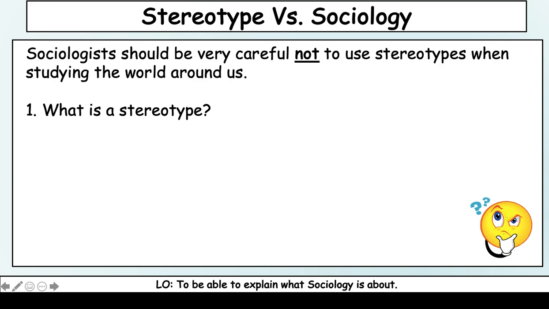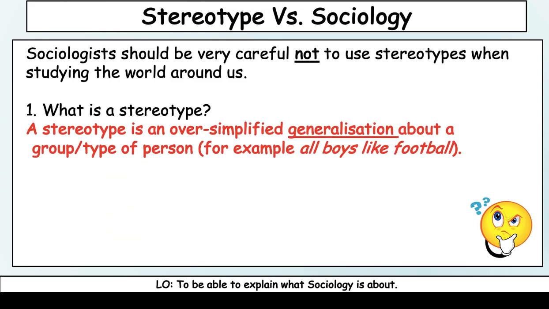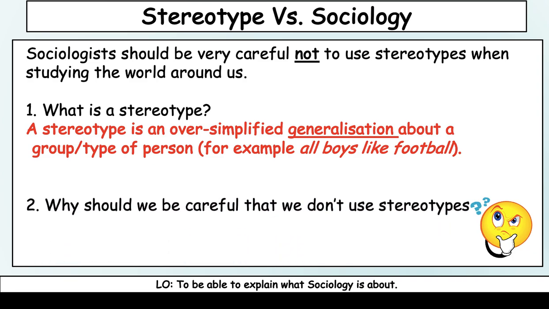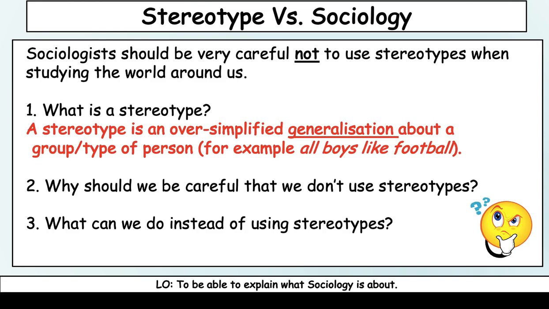Pause this until you've done your question and then green pen it, okay? So a stereotype is an oversimplified generalization about a group or type of person. For example, all boys like football, okay? Answer the next two questions also, please. Pause this video.